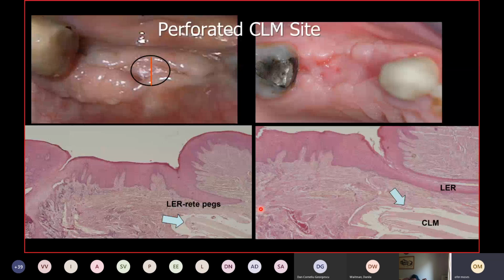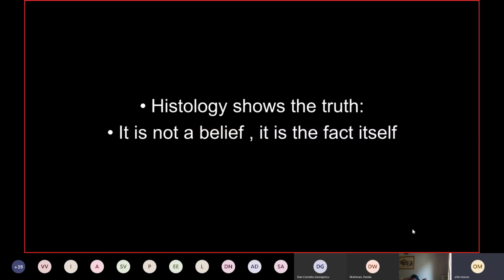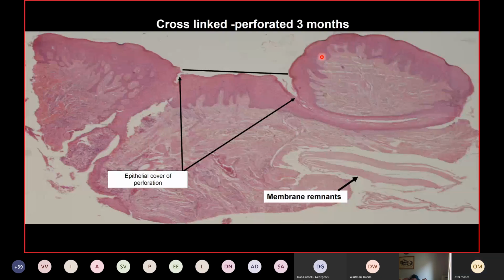So histology shows the truth. It is not a belief, it is the fact itself. Again, 3 months after perforation, you can see how long the rete peg is here. It means that the epithelium from here is traveling a long way until it is possible to bridge over a fibrin layer, which creates itself only after there is a full degradation of the area that needs to be covered. So you can see here a long rete peg, and here is the remaining of a long rete peg. This is after 3 months.